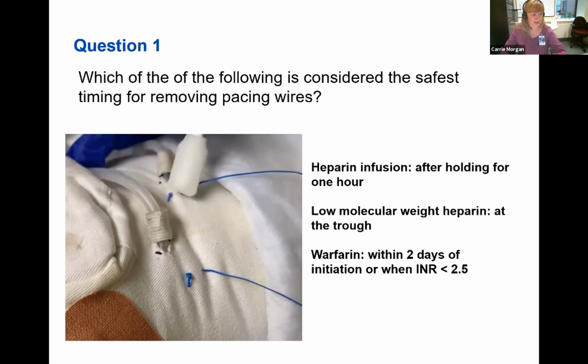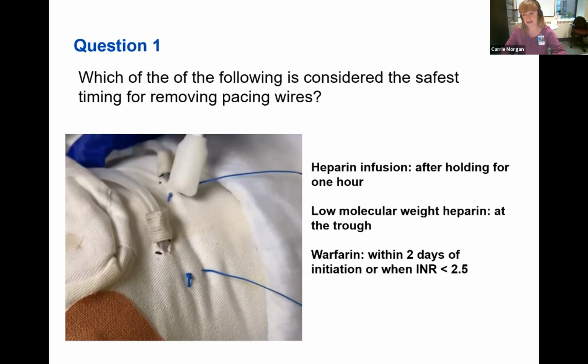Okay, so I'm going to end the polling and share the results. For question 1, which of the following is considered the safest timing for removal of pacing wires? It's really the process of elimination here. Patients on low molecular weight heparin such as enoxaparin, at the trough, so when the medication's at its lowest. Now, the other 2 could be eliminated.